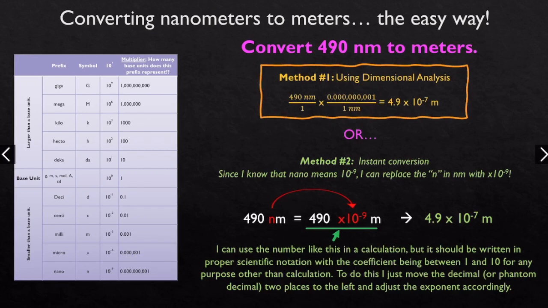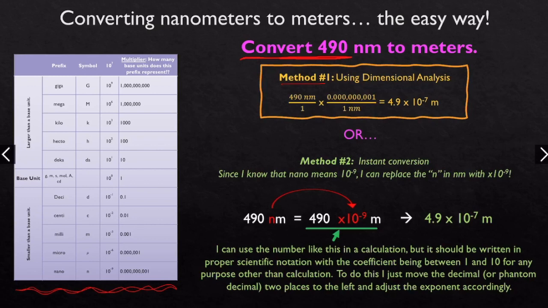When we're converting from nanometers to meters, there are 2 ways you can do it. You could choose whichever way you want. You could use dimensional analysis like we learned in Unit 2. This is method number 1. And you want to have this table available to help you so that you can see what the conversion factors will be. In this case, for this practice example here, we're converting 490 nanometers to meters.